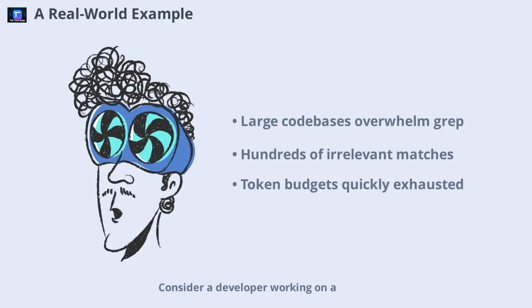Consider a developer working on a V2X collision avoidance system with over 15,000 files. When searching for authentication timeouts, grep returned 847 matches. The AI assistant processed them all, quickly exhausting the token budget. This scenario highlights the inefficiency of traditional search methods and the urgent need for smarter, context-aware tools like DeepContext.